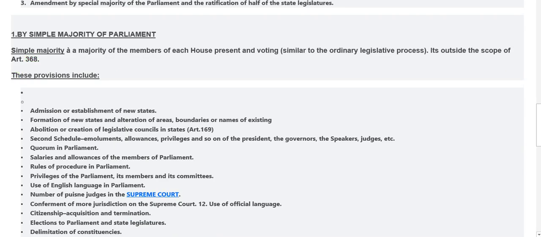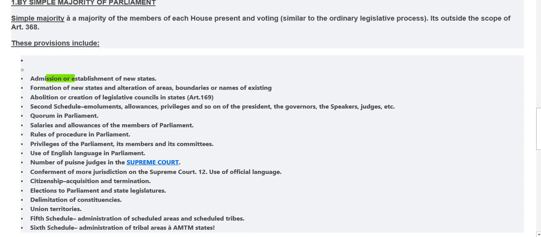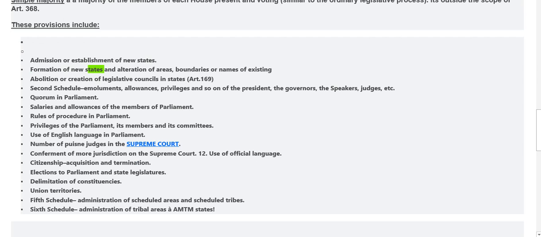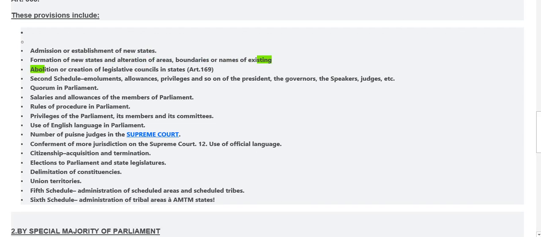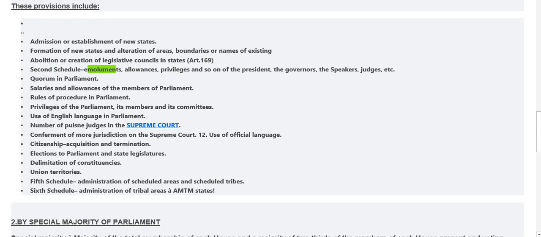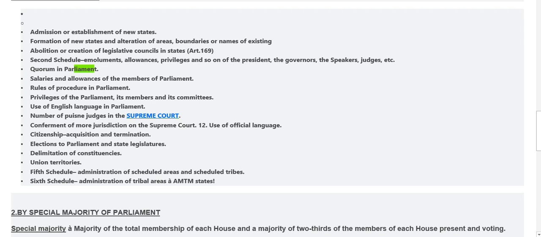It is outside the scope of Art. 368. These provisions include admission or establishment of new states, formation of new states and alteration of areas, boundaries or names of existing states, abolition or creation of legislative councils in states, Art. 169. Second Schedule: emoluments, allowances, privileges and so on of the President, the governors, the speakers, judges, etc.